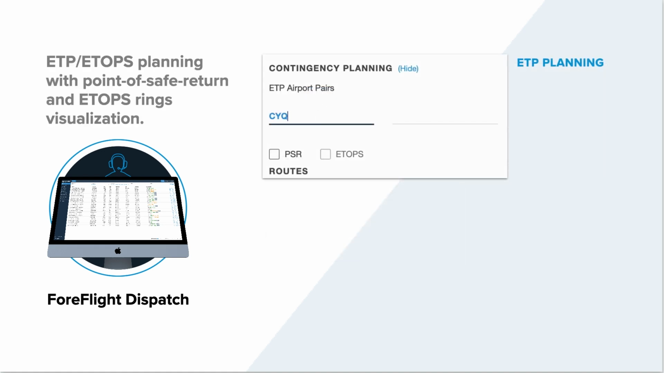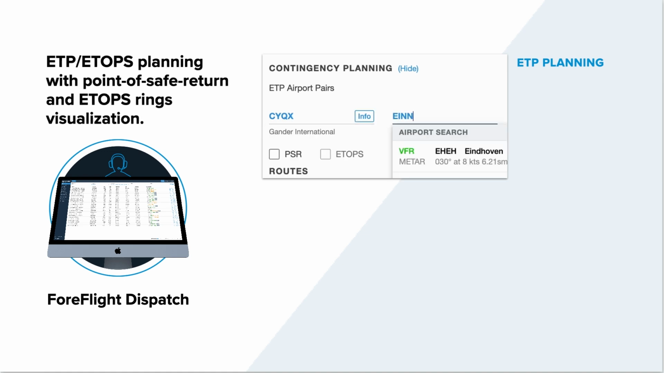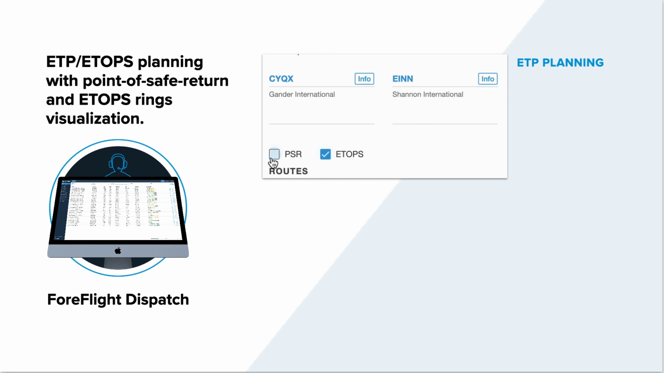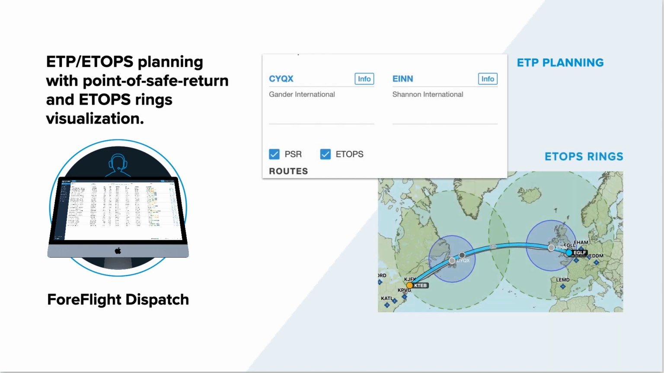ETP and ETOPS planning is built in and makes contingency planning quick and easy. Just select your airport pairs. Visualizations are included in the dynamic map view, as well as in the briefing package alongside forecast weather graphics. And an exhaustive ETP report with scenario calculations is included in the nav log.